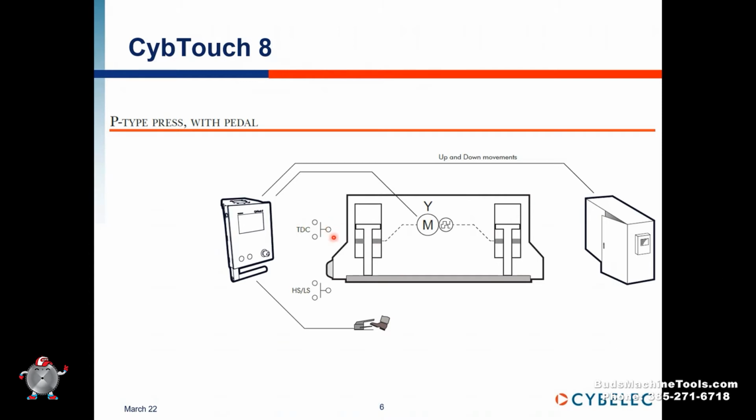This is TDC, so the top dead center, and high speed, low speed, the speed change points. And then we can have different switches, for example, the back gauge retraction or the bottom dead center. This is what we call P type press.